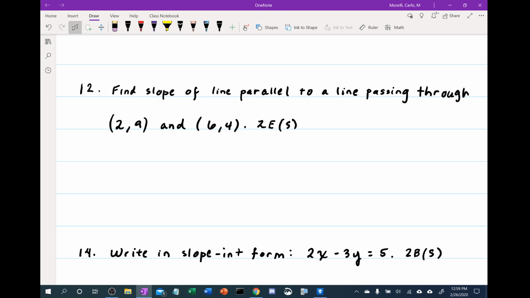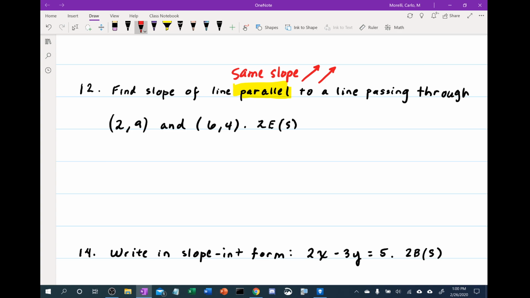Okay, number 12. This is easy. Let's do it quick. Find the slope of a line parallel to a line passing through (2, 9) and (6, 4). Guys, when you see this word, parallel, here's what I want you to think or write down in your head. Ready? Same slope. Okay, think about skis. Here's two skis. They have the same slope. Parallel lines have the same slope.